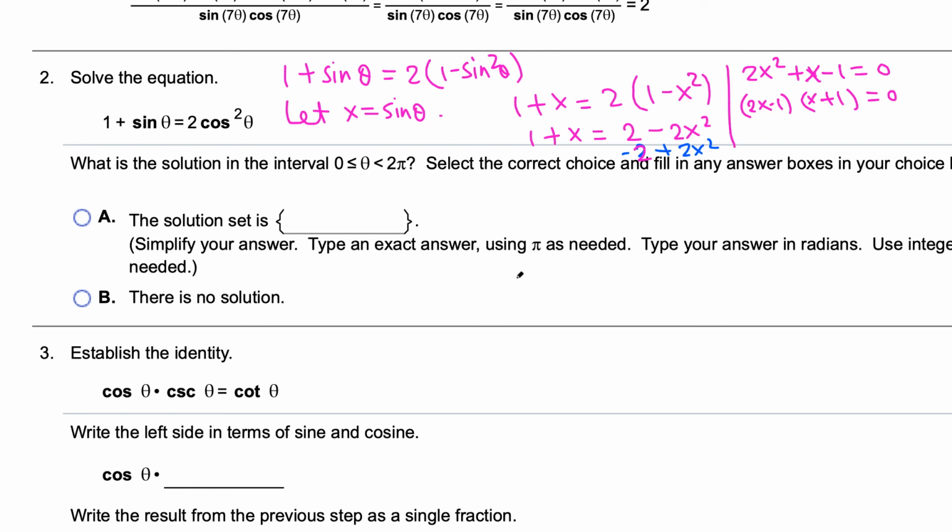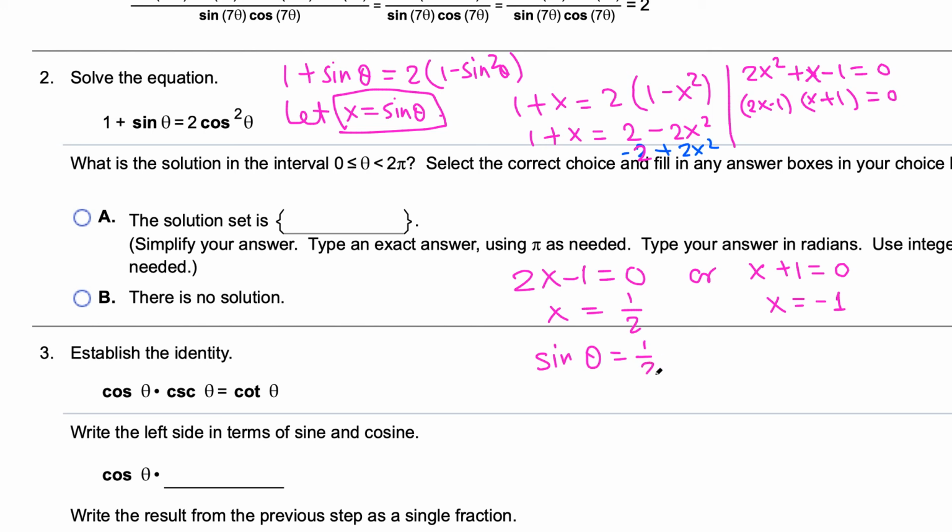Now next, so 2x minus 1 equals 0, or x plus 1 equals 0. Add 1, divide by 2. So x equals 1/2. Here subtract 1 from both sides. X equals negative 1. But x was just sine theta. Go back and replace x by sine theta. So sine theta equals 1/2. So we are looking for angles theta whose sine is 1/2. Here x is sine theta, negative 1.